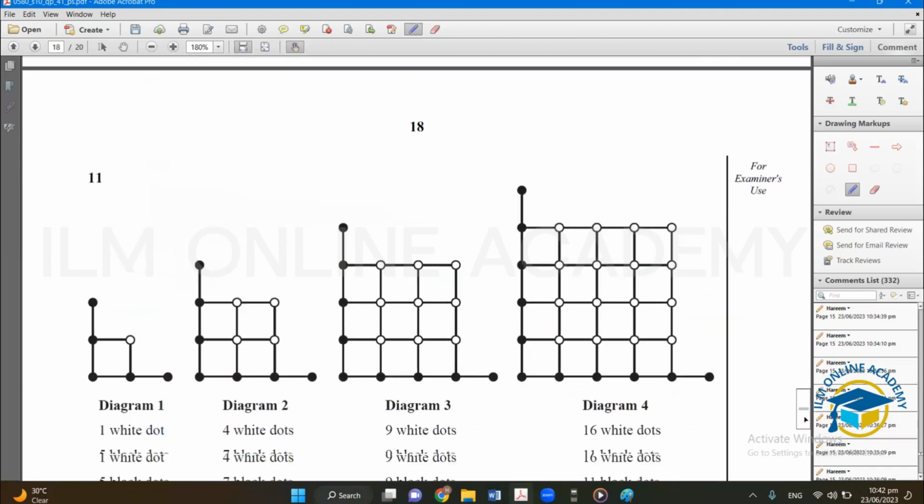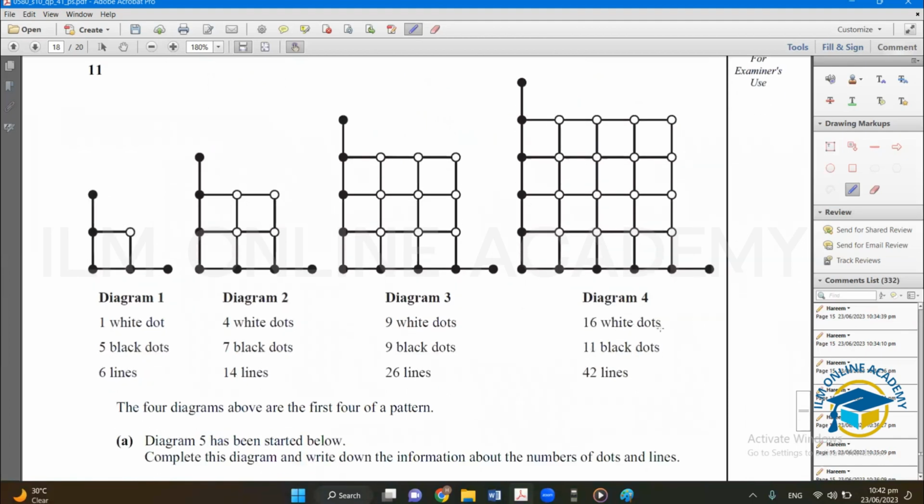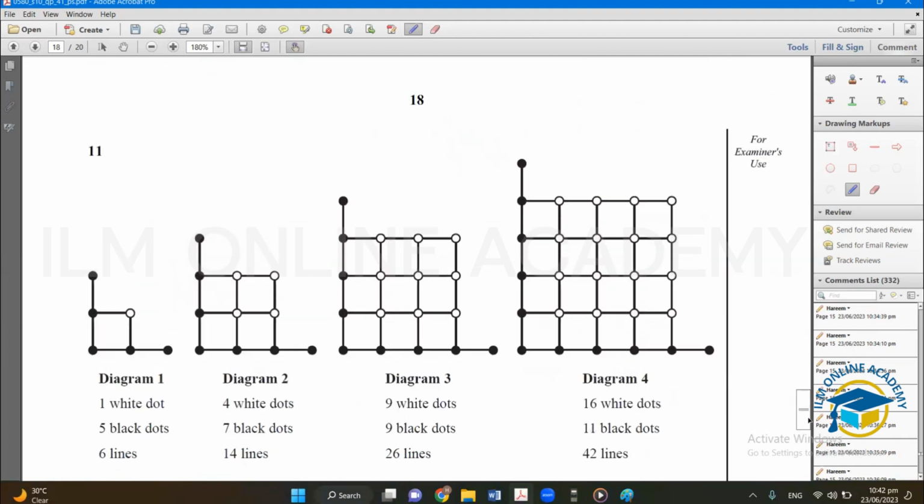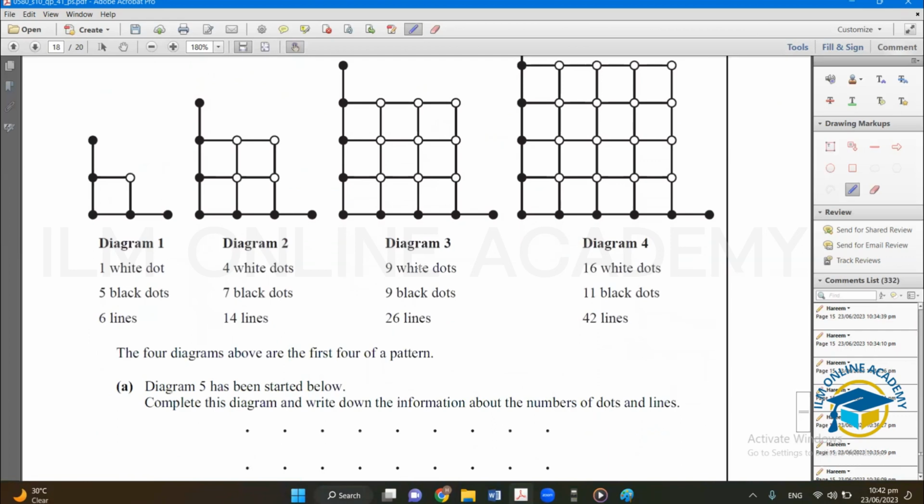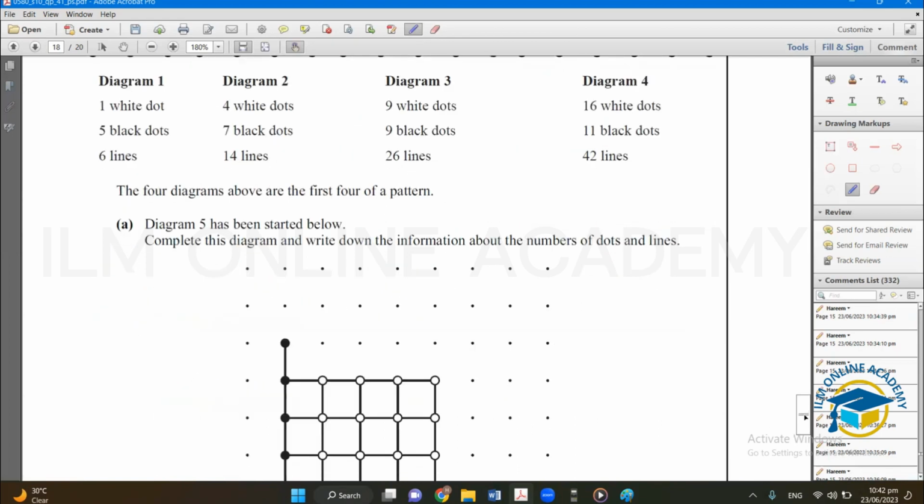Now for this question, and this is the last question. Okay. Diagram 1, diagram 2, diagram 3, and diagram 4. There's 1 white dot, 5 black dots, 6 lines, 4 white dots, 7 black dots, 14 lines, and so on. The 4 diagrams above are the first 4 of a pattern. It means this thing is basically following a pattern. Okay. So diagram 5 has been started below. Complete this diagram and write down the information about the number of lines and dots.